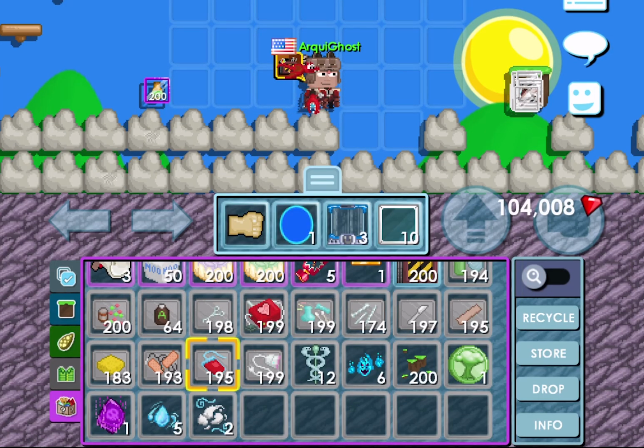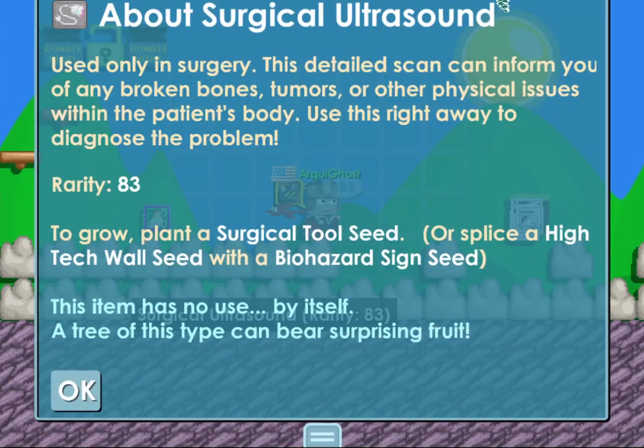Next one, surgical transfusion. This one, when the pulse is weak, you use it, and that's it. Always maintain the pulse at steady, or even better, strong. If it's weak or low, always use it.